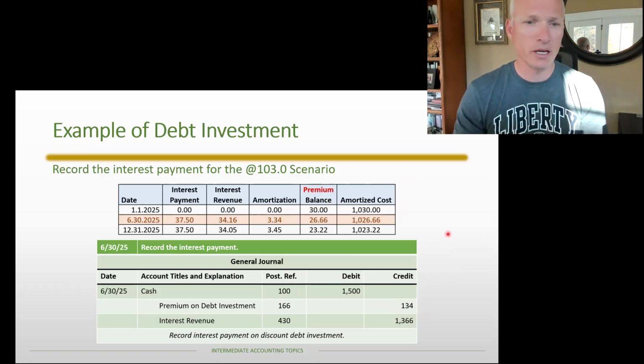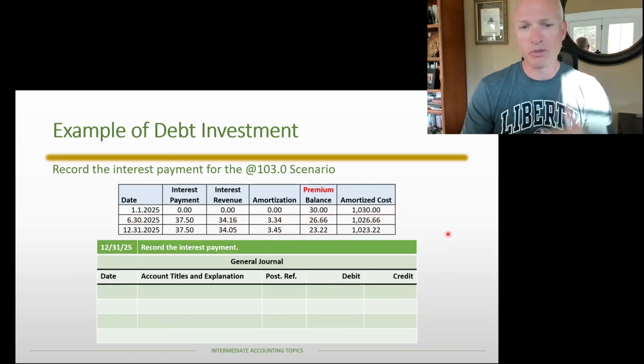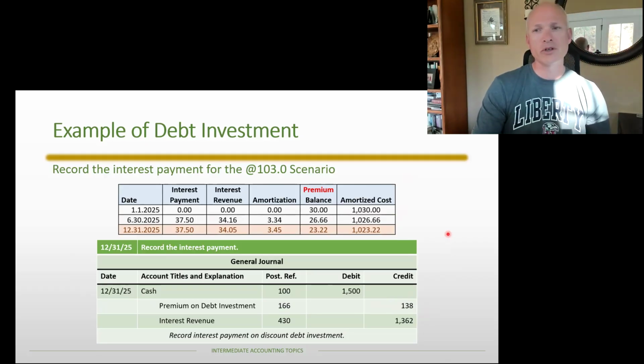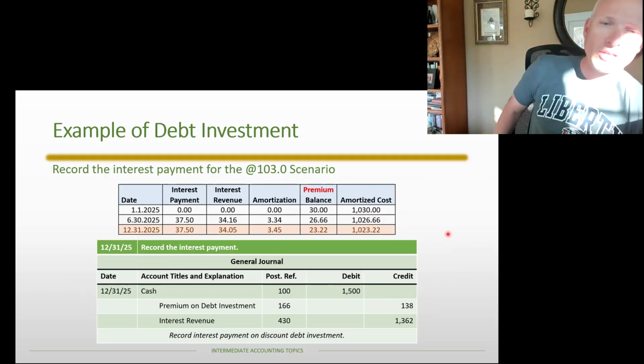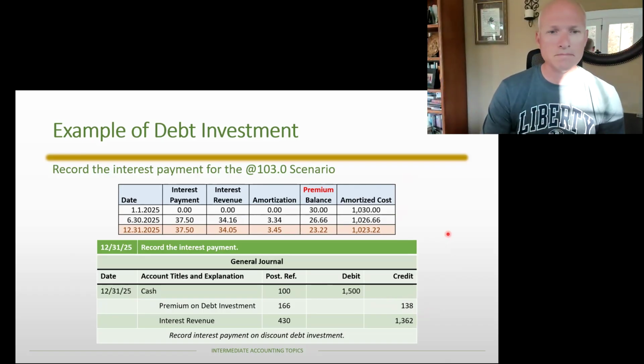Hopefully that's not too difficult. And then for the 12/31 payment, we simply move down one row, same accounts, just slightly different amounts for the interest revenue and the premium on debt investment. So those are our journal entries, hopefully not too bad.